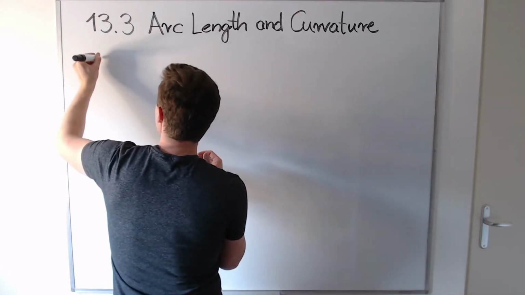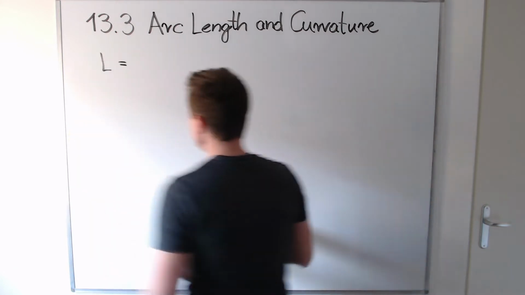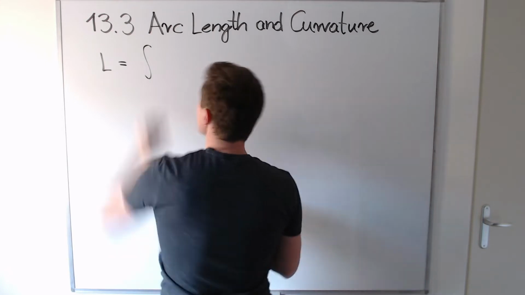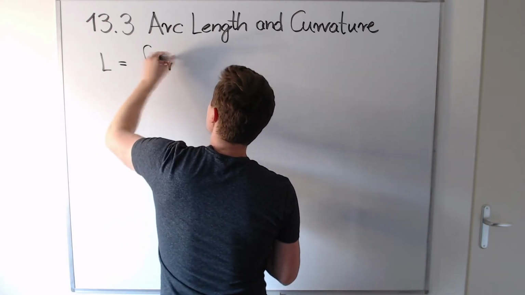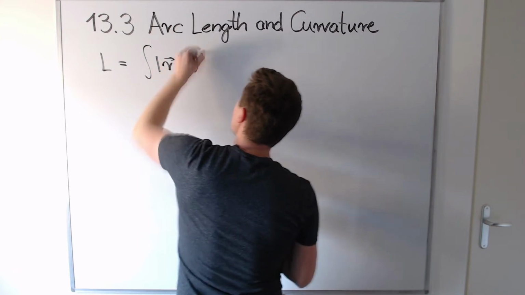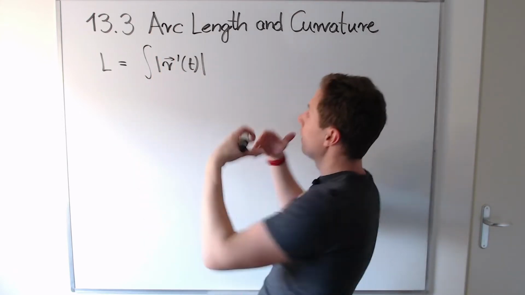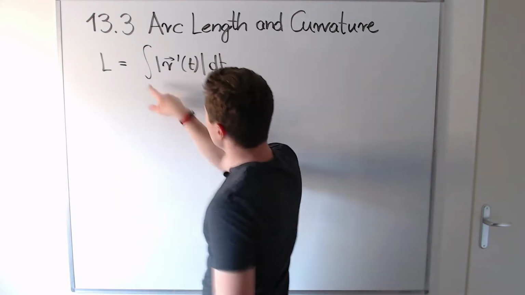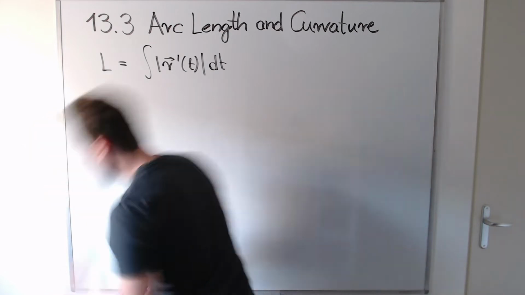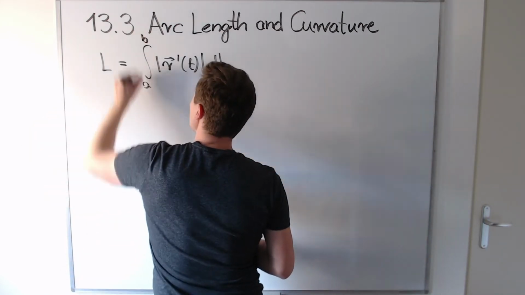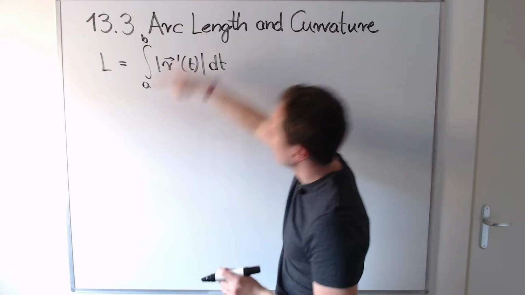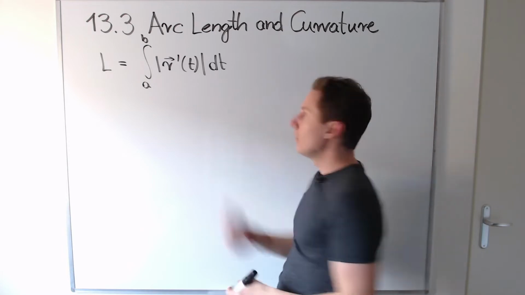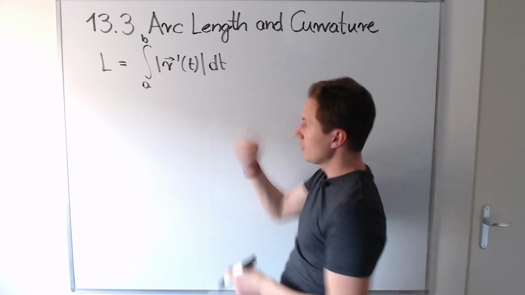So the arc length of a space curve is denoted capital L, and it's the integral of the length of the derivative of the vector function which is tracing out the space curve, from some value a to some other value of t, b. So these are the initial and the end points of this space curve. It could be giving rise to the same point if it's a closed curve.